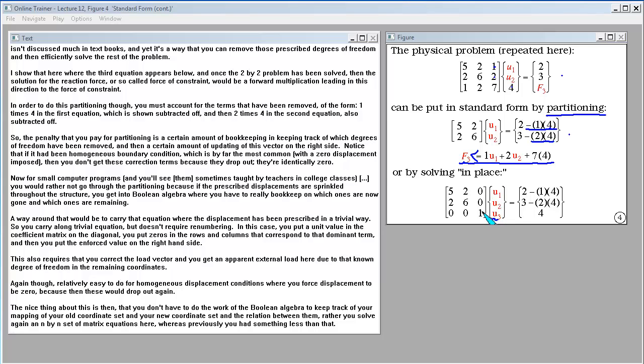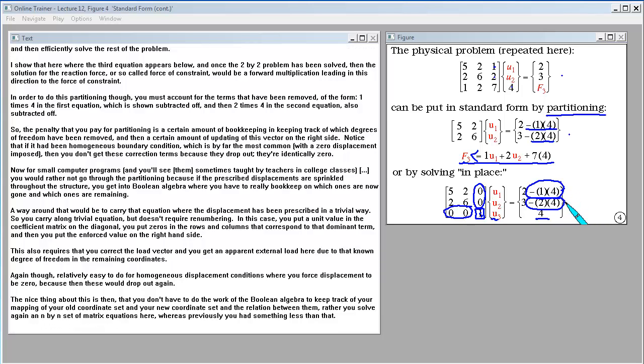So you carry along a trivial equation, but it doesn't require renumbering. In this case, you put a unit value in the coefficient matrix on the diagonal. You put zeros in the rows and columns that correspond to that dominant term, and then you put the enforced value on the right hand side. This also requires that you correct the load vector, and you get an apparent external load here due to that known degree of freedom in the remaining coordinates.